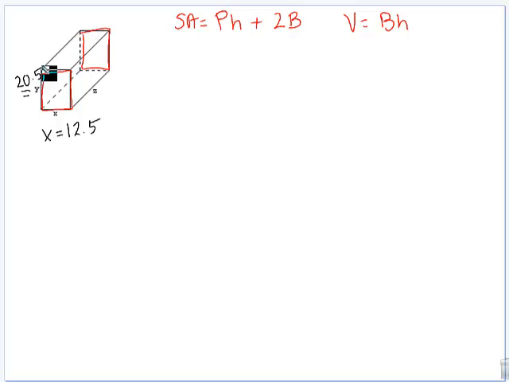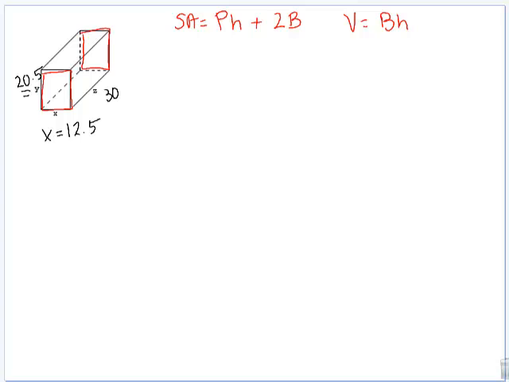Here we have a rectangular prism. We see rectangular because we have our 2 parallel bases here are rectangles. So the surface area is the perimeter times the height plus 2 times the area of the base. And the volume is the area of the base times the height. So we're going to start off with finding the surface area. And in this, I'm going to tell you that x is equal to 12.5, y is equal to 20.5, and z is 30.